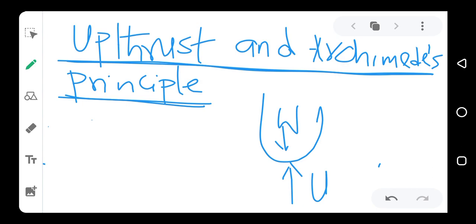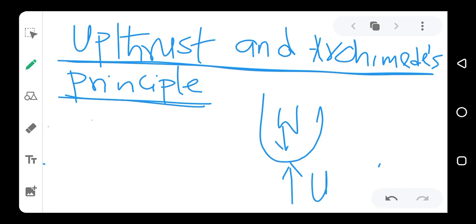So that is why when you place an object in a liquid, you will always observe that the weight of the object is always lesser in the liquid than its weight when it is outside the liquid. That is because of what we call upthrust. The force that is acting against the weight of the object. Acting against it means that if the object weight is going down, the force will be pushing it up. So that is what we call upthrust.